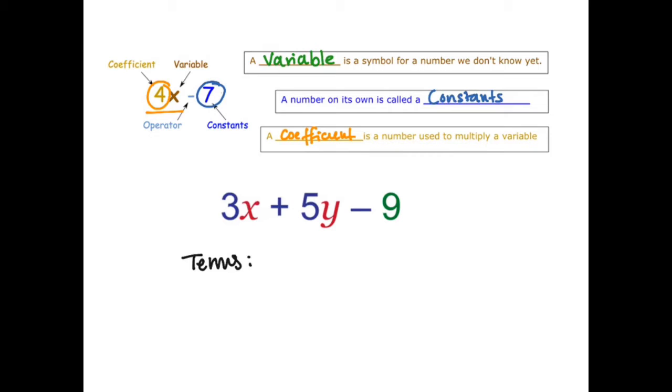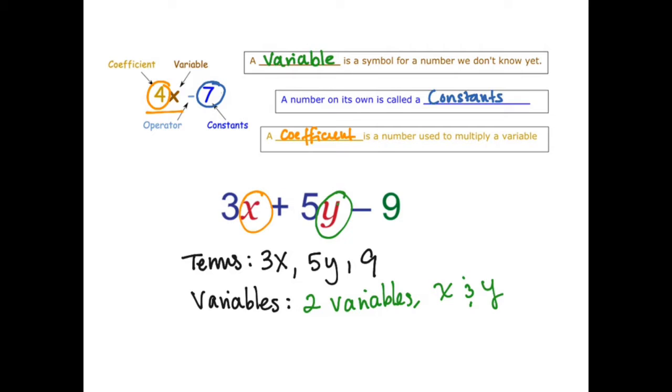So in this example, 3x plus 5y minus 9, how many terms do we have? Here we have 3 terms. We have the term 3x, we have the term 5y, and we have the term 9. So we have 3 terms over here, and again, those terms are separated by either a plus or minus sign. Now, how many variables do we have here? We have 2 variables. We have the x and we have the y.